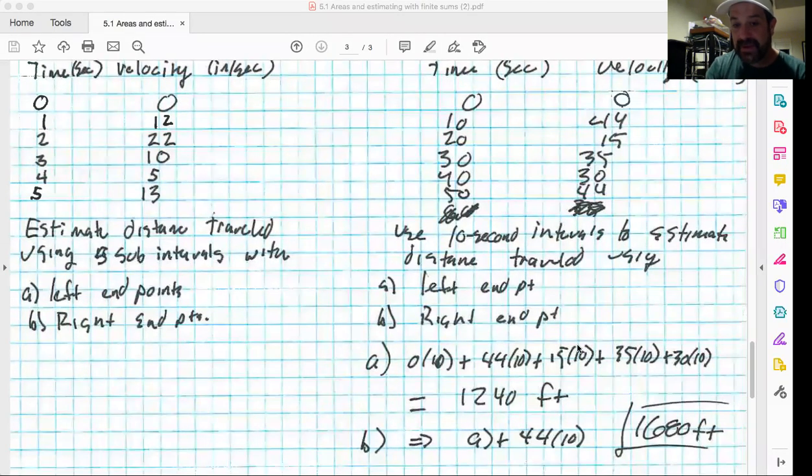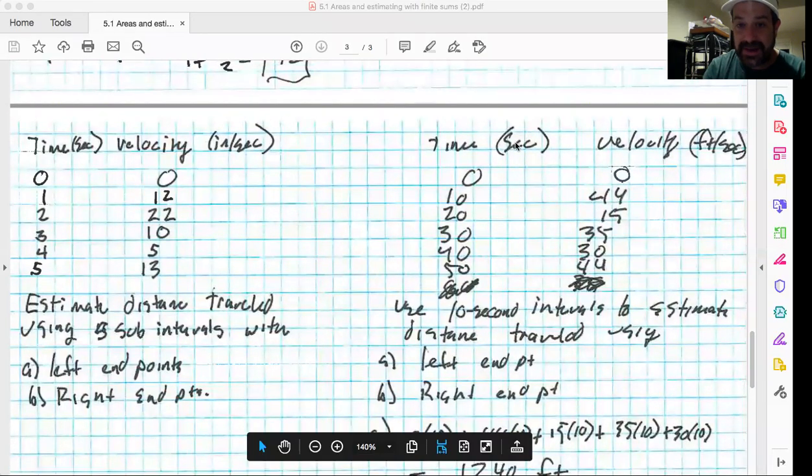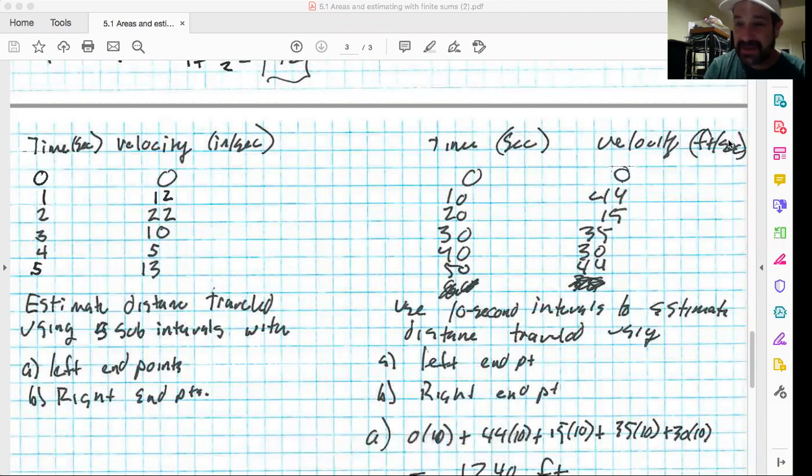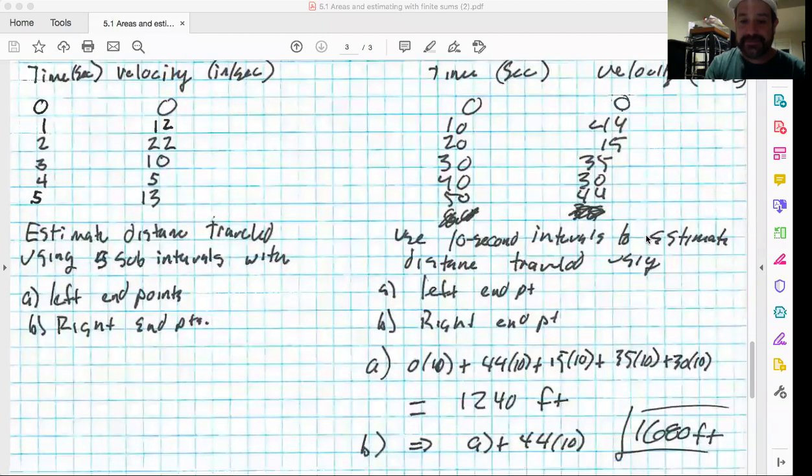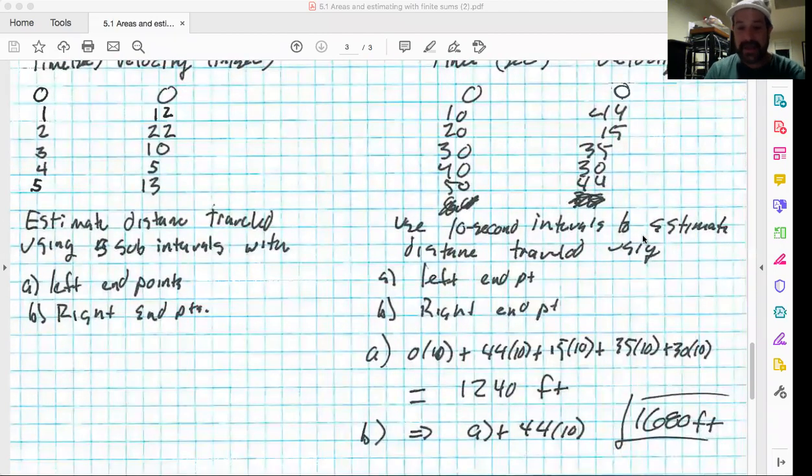Now, if we calculate this all out, 0 times 10, 0, plus 44 times 10, plus and so on, putting it in the calculator, we're going to get 1,240 feet, because this is time in seconds and velocity in feet per second. Seconds times seconds cancel, so this gives us something in feet. Now, that gives us the left endpoint.